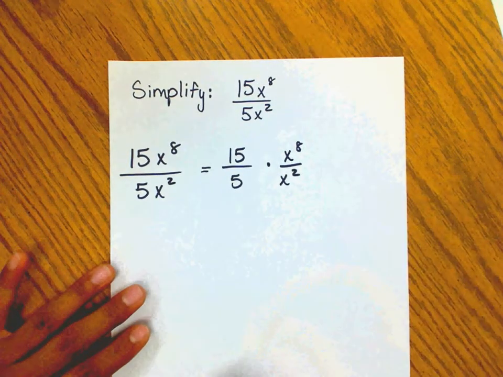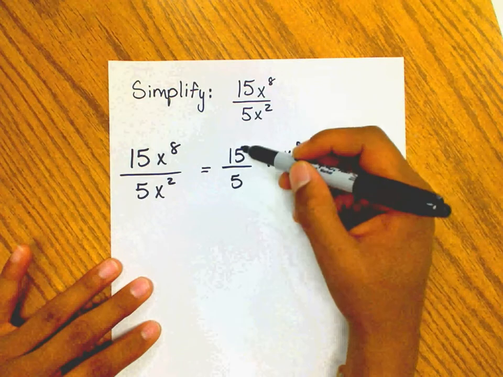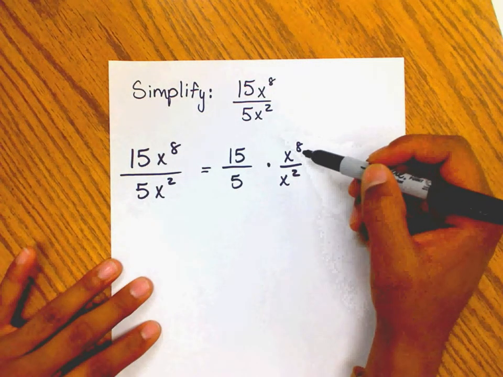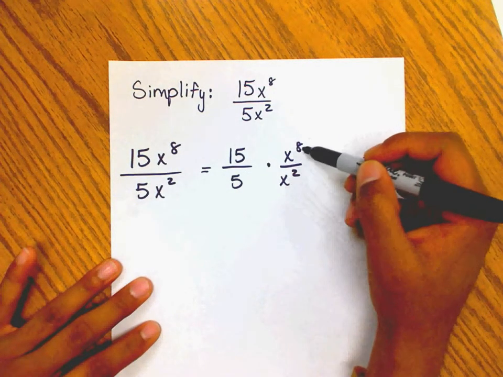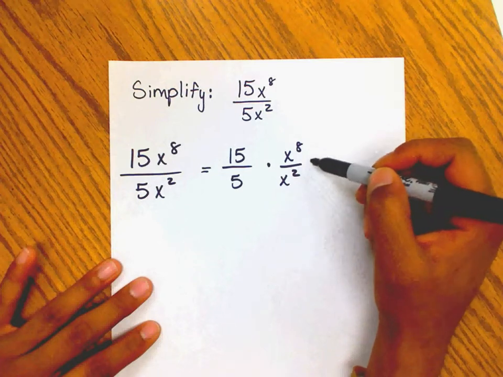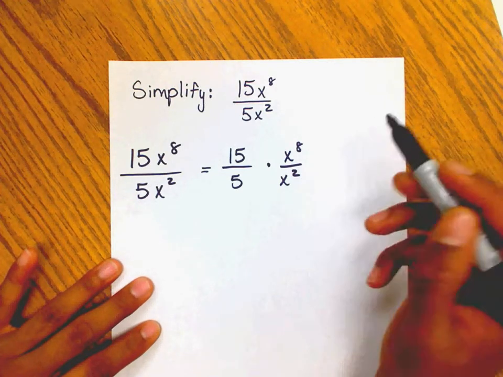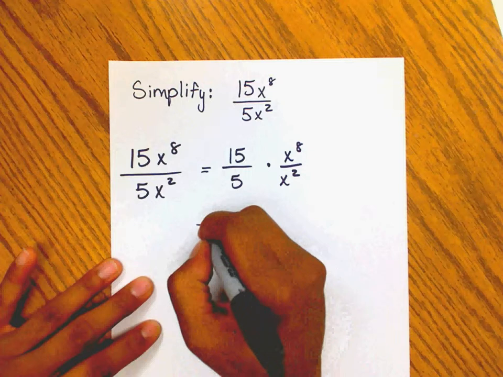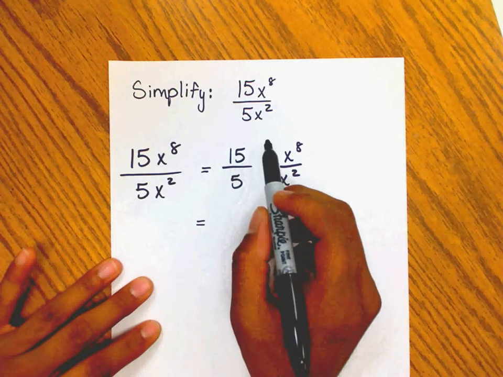Now, looking at this, we're going to divide. And remember, over here, we're still going to divide, but when we divide here, we simply subtract these two exponents, okay? And we'll take a look at how that looks. So, or we can even expand it. I'll show y'all this one 2 different ways.